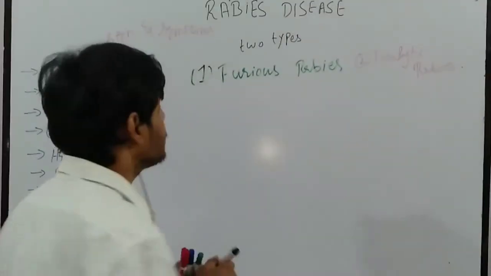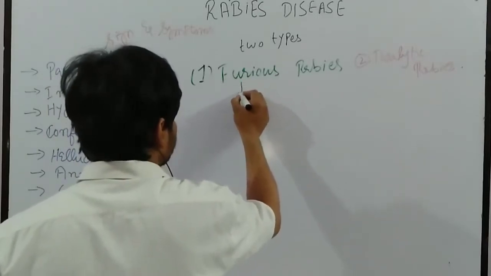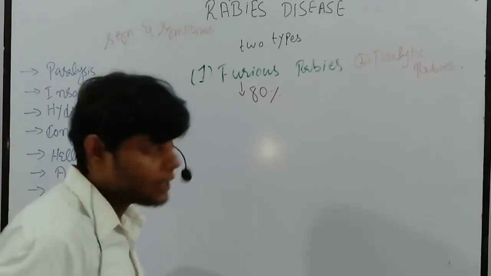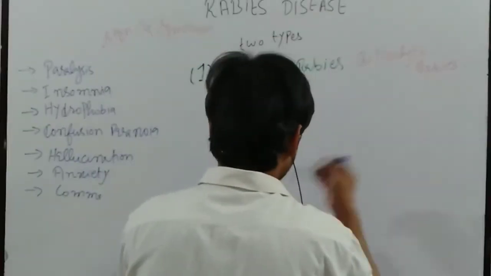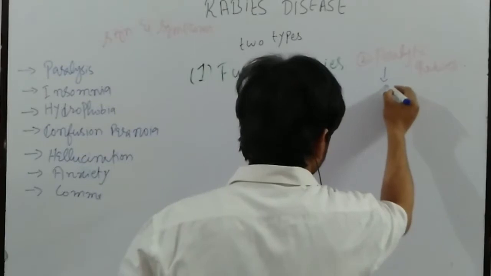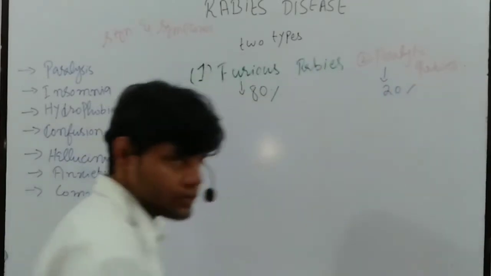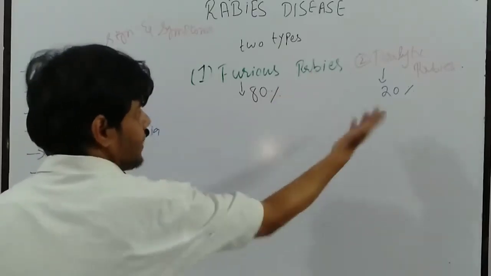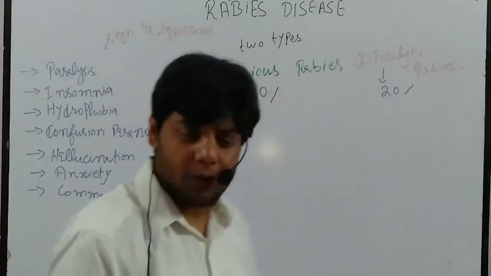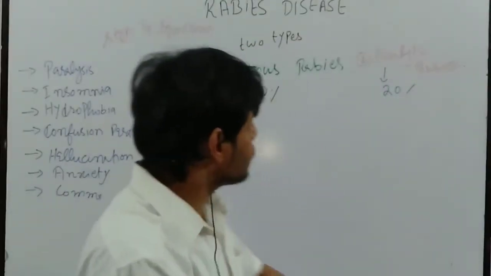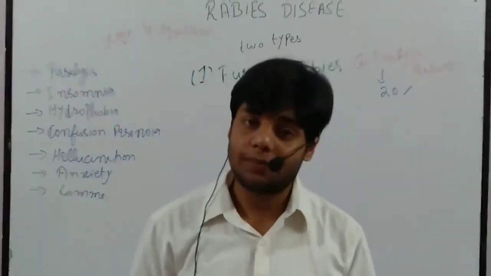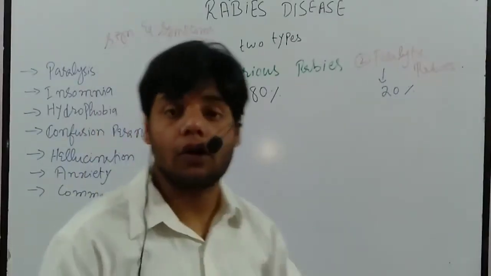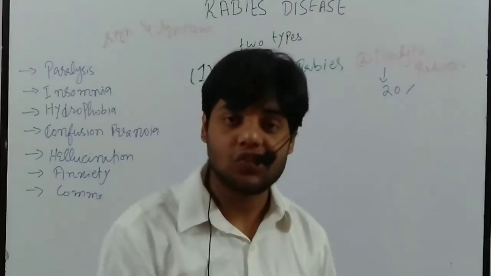Usually we have 80% furious rabies and 20% paralytic rabies. In furious rabies we have hydrophobia, and in paralytic rabies the patient is usually paralyzed. So these are the two main types of the rabies virus. But the 20% paralytic type is rare in some countries, such as in Asia and Africa.